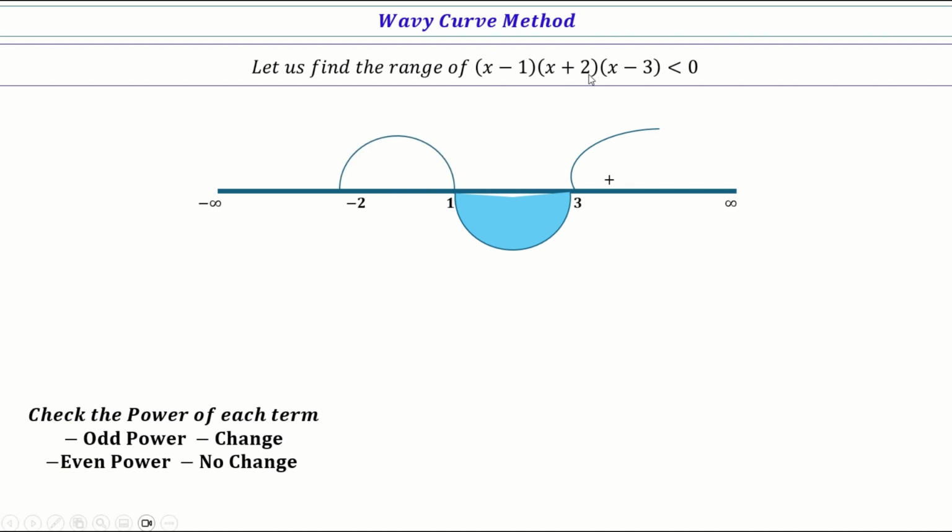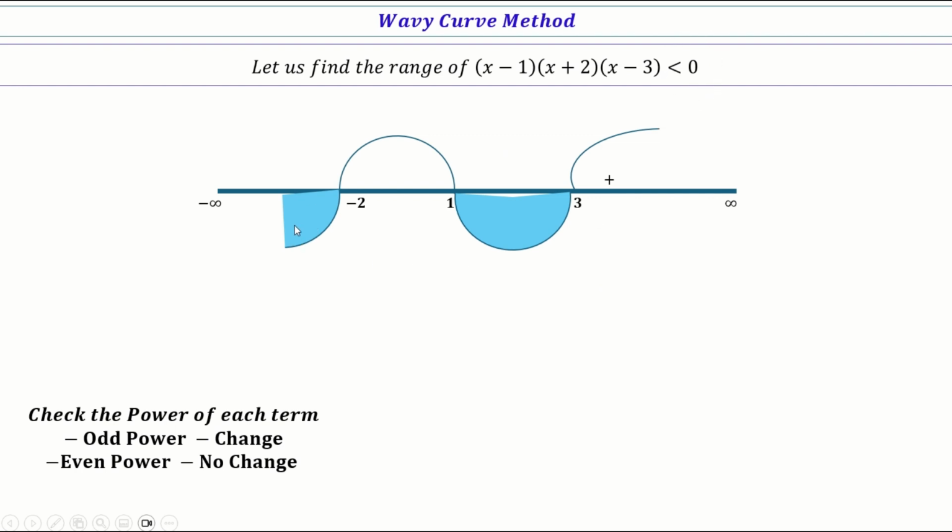Now at minus 2 what happens? Minus 2 also has power 1, so odd means change the curve. So it will go down. So you draw a curve like this, and now you know above 1 is positive, I mean greater than 0, and below 1 is less than 0. Correct? In a graph.